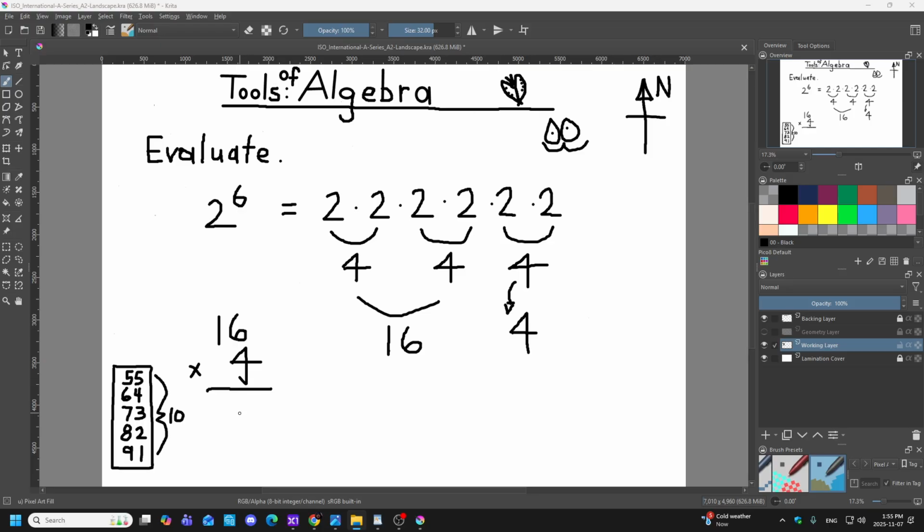6 times 4 is 24. Carrying the 2. Now we go 4 times 1 is 4, plus 2 is 6. Therefore, our answer is 64.